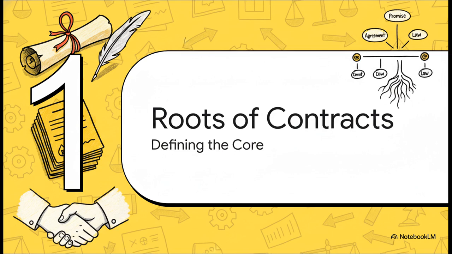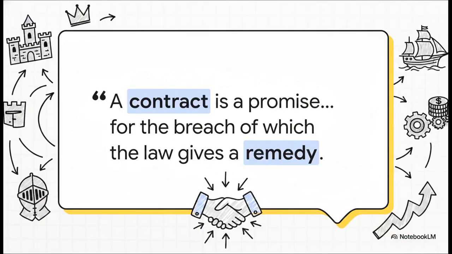All right, Section 1, the roots of contracts, defining the core. Let's figure out what a contract actually is and where it came from. So, here is your black-letter law definition straight from the Restatement of Contracts. Yeah, it reads a little circular, right? But boil it down, and a contract is fundamentally just a legally enforceable promise.